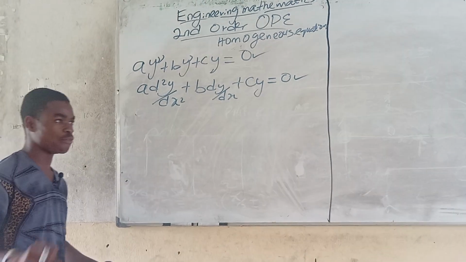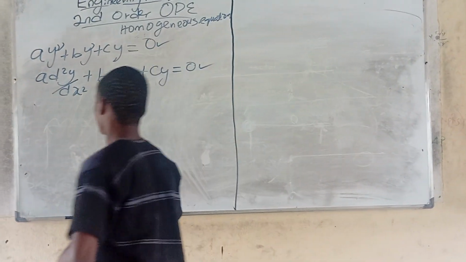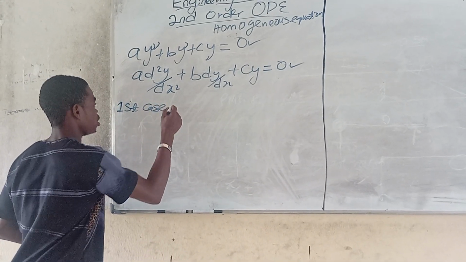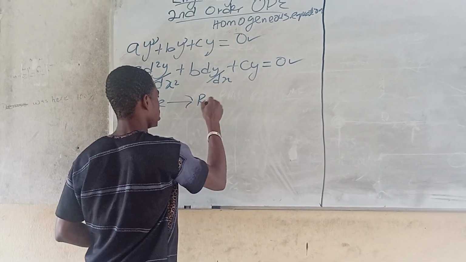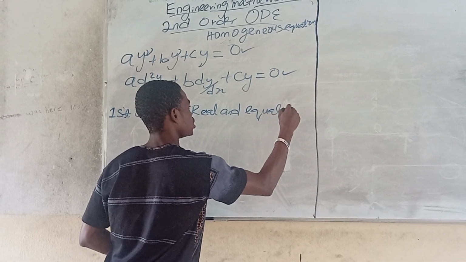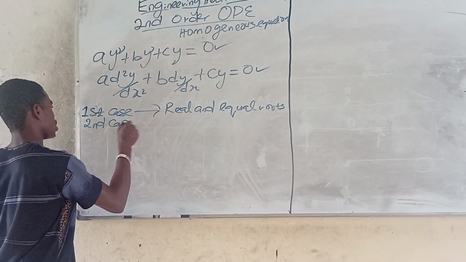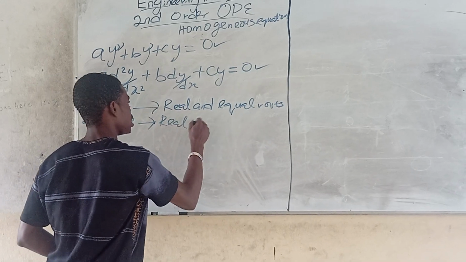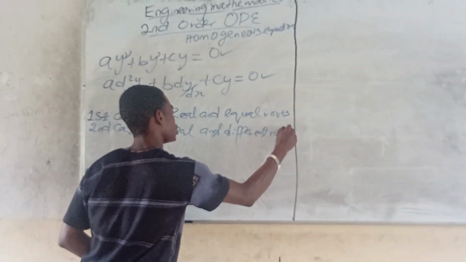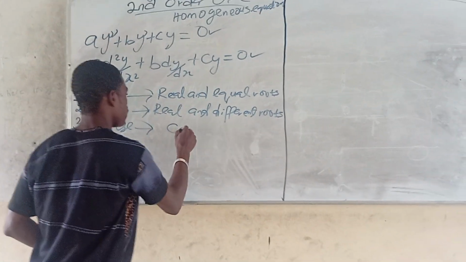So we have three forms in which the solution of a homogeneous equation can be expressed. First of all, in the first case, we have the real and equal root. The second case, we have the real and different root. The third one, we have complex root.